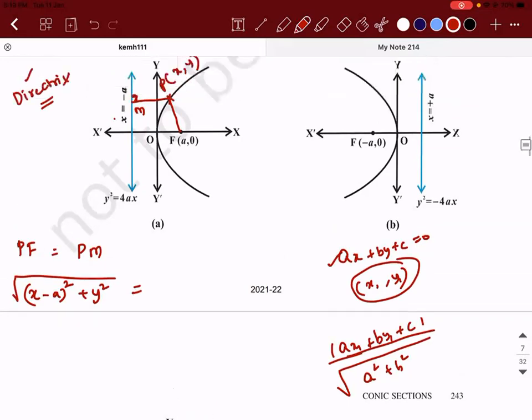Now tell me, what is the equation of this line? x plus a is equal to 0. So what will be the distance? It will be x plus a divided by the square root of the coefficient of x, which is 1 square, plus the coefficient of y, which is 0 square. It is going to be x plus a. Are you clear with it?